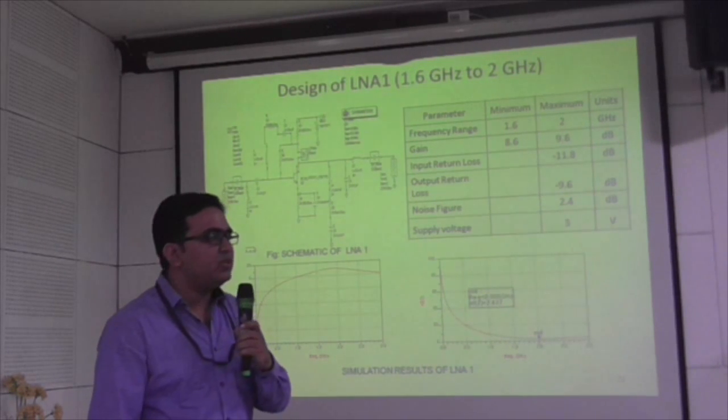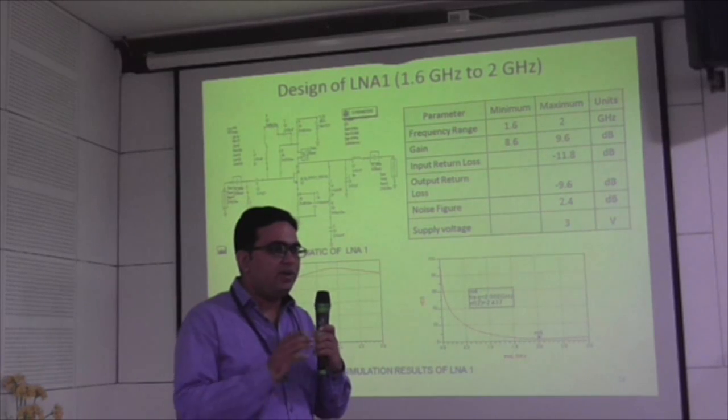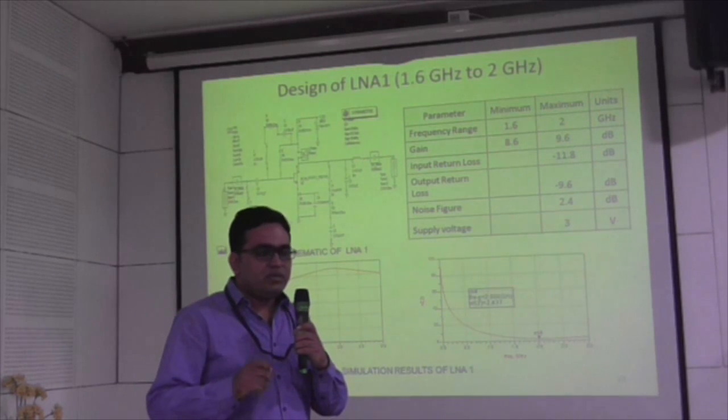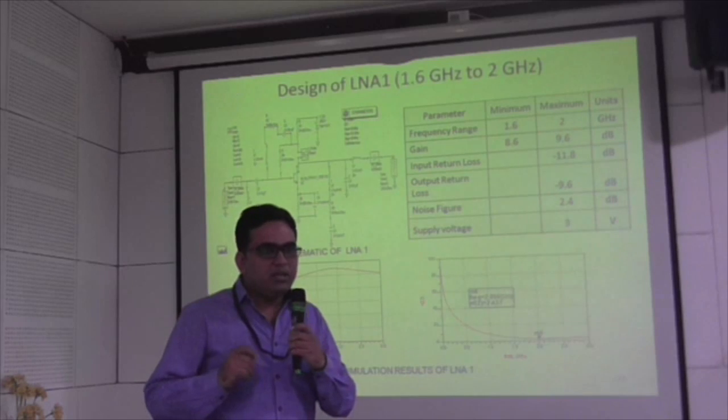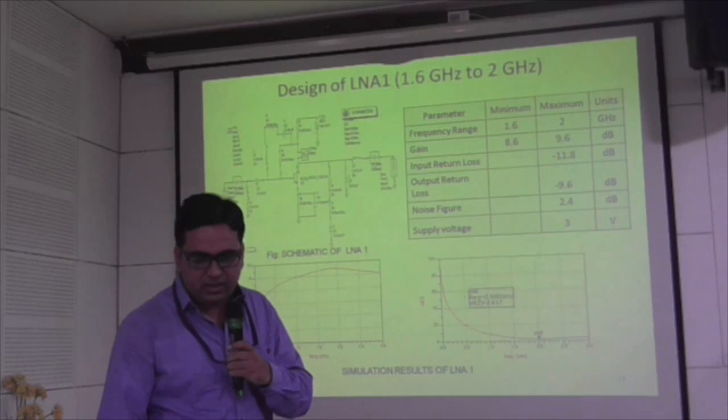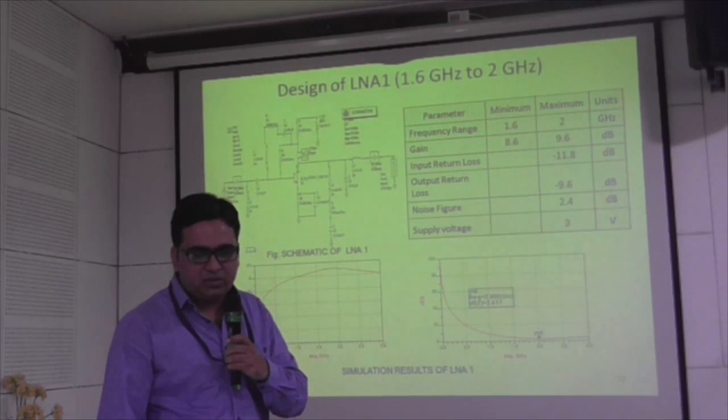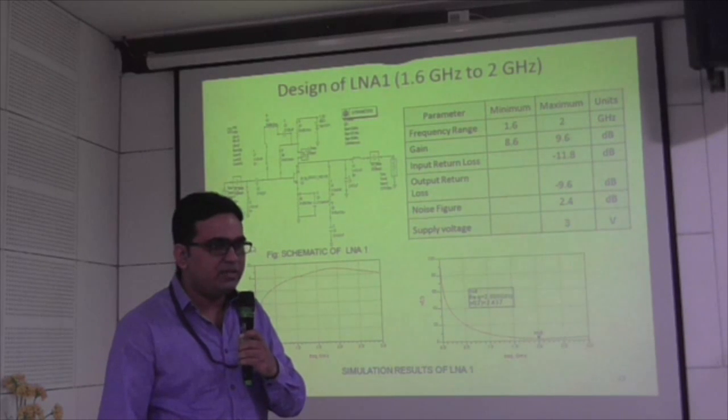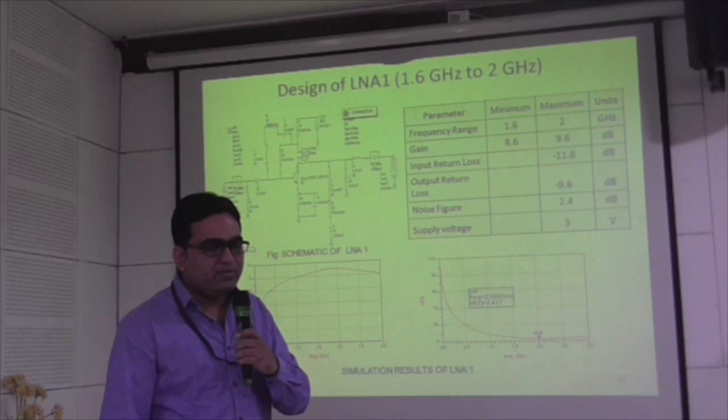So the proposal of work is to design an LNA for the 500 megahertz to 6 gigahertz band. The preliminary work started with the basic LNA design, LNA 1. The gain is around 8.6 dB and the noise figure is 2.4 dB. That is not satisfactory, and the operating frequency is very low.